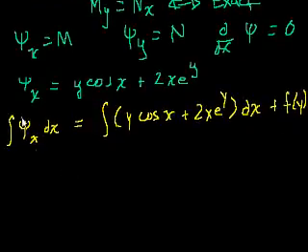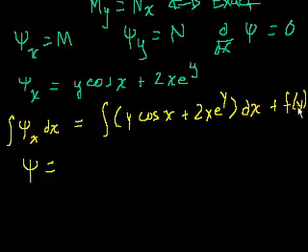So anyway, this will simplify to xi, right? Xi is going to be equal to the antiderivative with respect to x here, plus some function of y that we might have lost when we took the partial with respect to x. So let's figure out this integral.